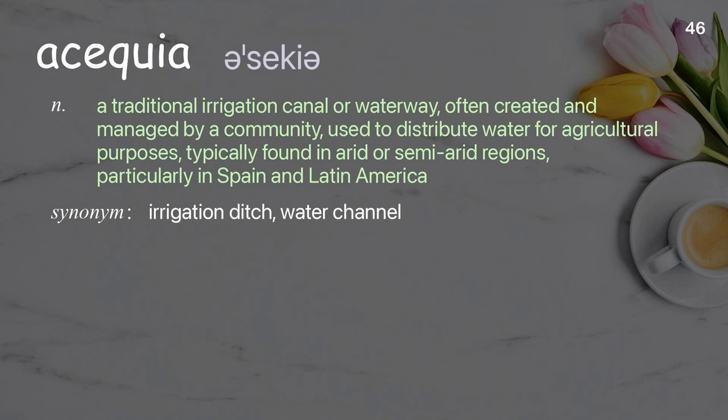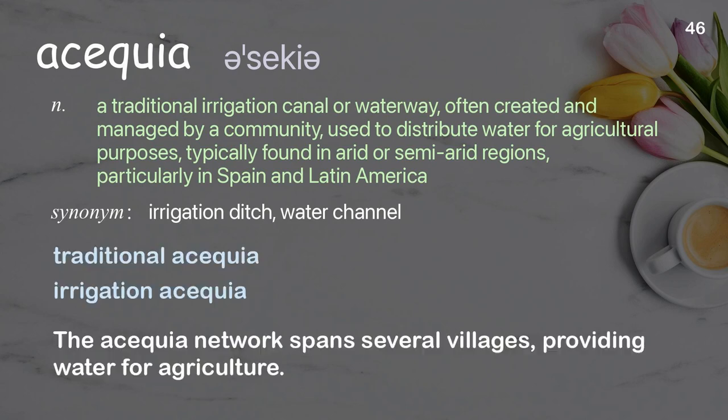Acequia. A traditional irrigation canal or waterway, often created and managed by a community, used to distribute water for agricultural purposes, typically found in arid or semi-arid regions, particularly in Spain and Latin America. Examples: traditional acequia, irrigation acequia. The acequia network spans several villages, providing water for agriculture.